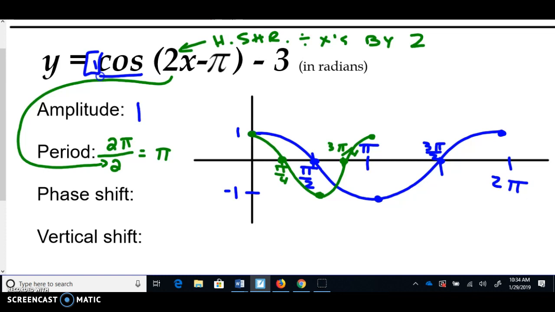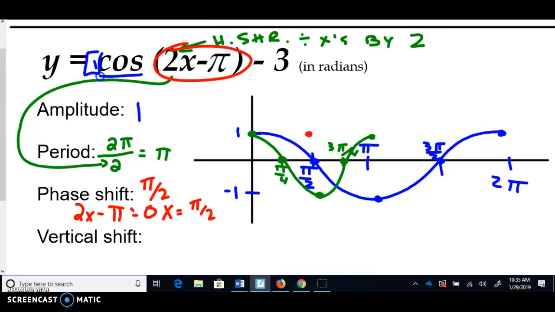Phase shift: take what is inside those parentheses, 2x minus 3, or sorry, 2x minus 5, set it equal to 0. Solve for x. X equals pi over 2. That means your phase shift is pi over 2 units to the right, which means take the curve that is in green and move it to the right pi over 2 units, 90 degrees. So this point that is at 0, move it to the right pi over 2.